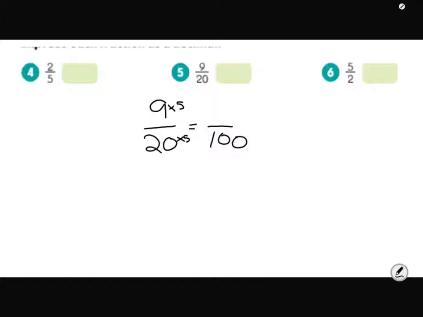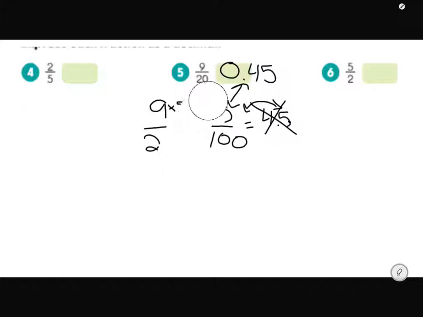20 times 5 is 100, and 9 times 5 is 45. So my new decimal reads 45 hundredths. So I need to write a decimal that says 45 hundredths. If you write something like this, that is incorrect because that says 4 and 5/10. These don't match. It needs to sound and be read the same way as the fraction.